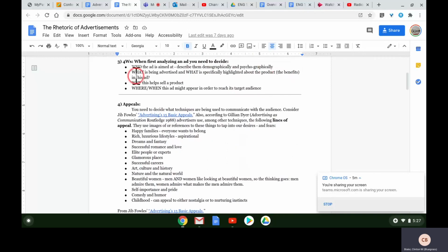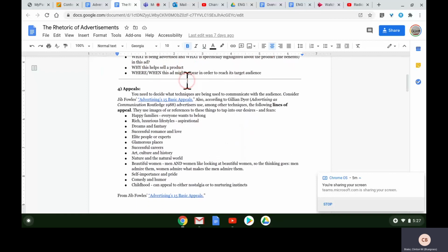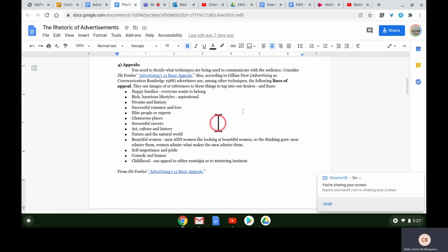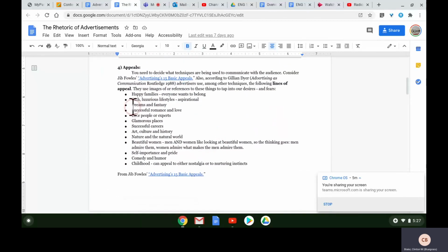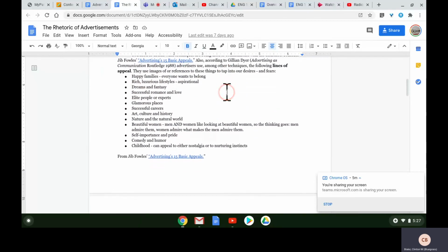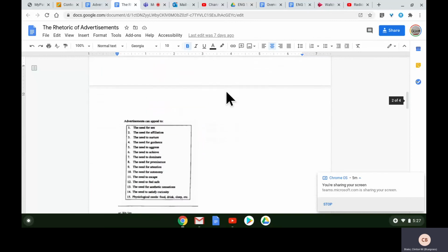The 4 W's: who's it aimed at? What's being advertised? Focus on that. The 15 basic appeals, don't feel like you need to get into all these, but keep your eyes open for which appeals they are making there. Usually there's at least 1 or 2 of those that are going to be made. So you want to analyze if they're using those appeals, how, and how effective they are at reaching their audience.